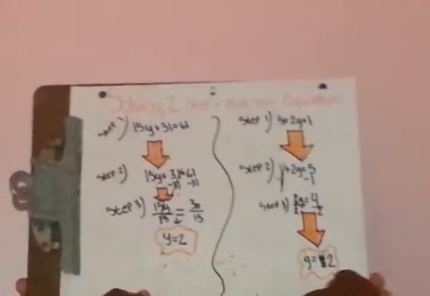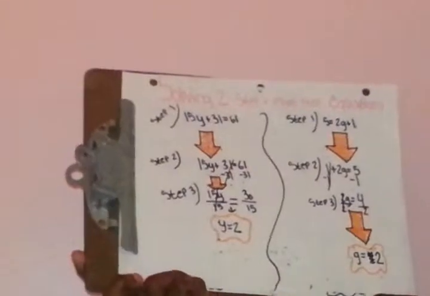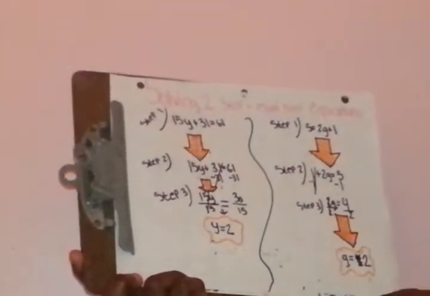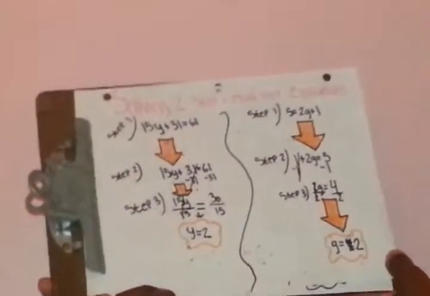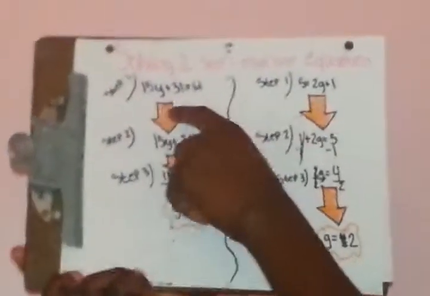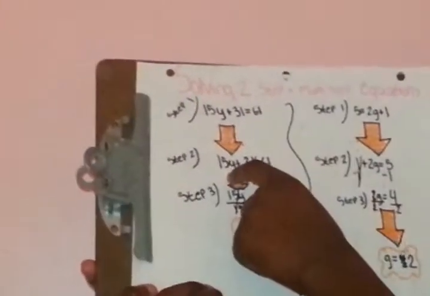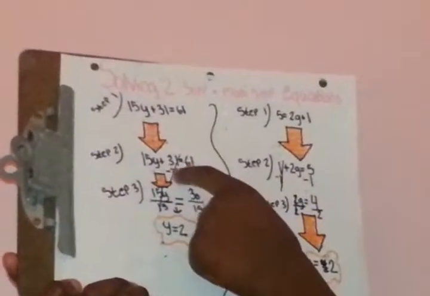Now what we're doing is solving two-step and multi-step equations. This is a little bit more simple than precision and accuracy. Our first step would be rewrite the problem, and it would be 15y plus 31 equals 61. And then right here you would take 31 and subtract it from both sides, because what you do to one side you have to do to the other, and that will cancel out the 31 and just leave it as 15y equals 61.